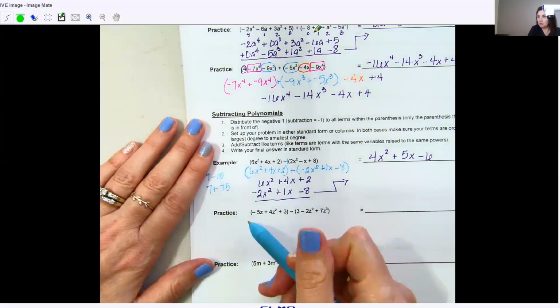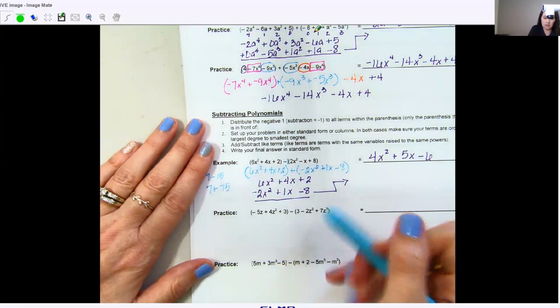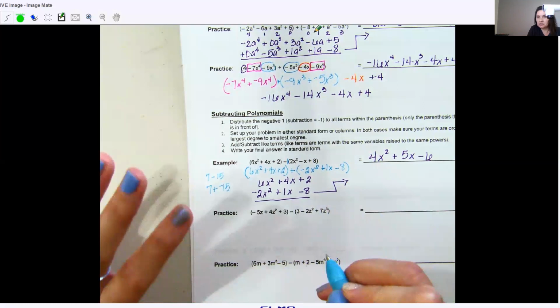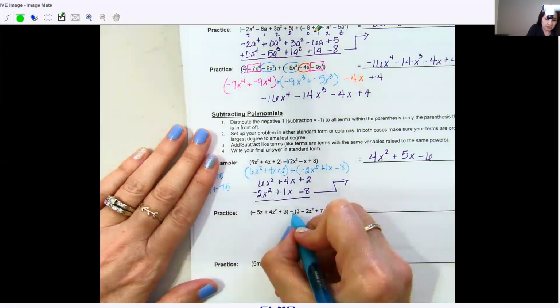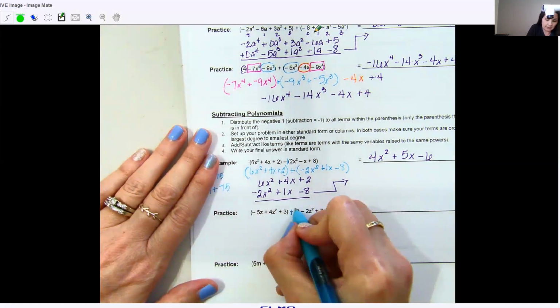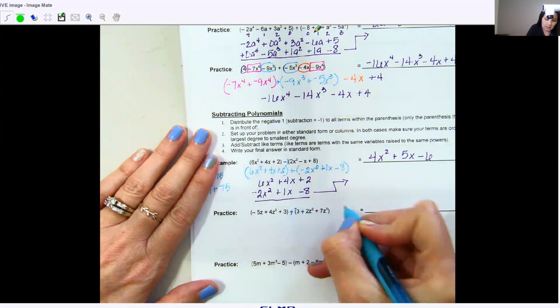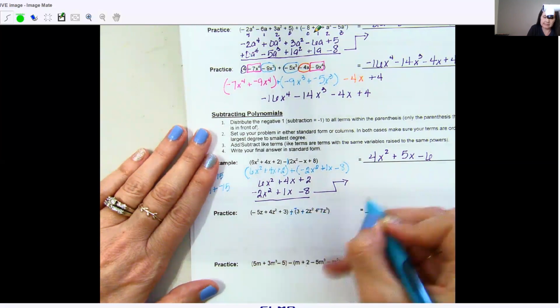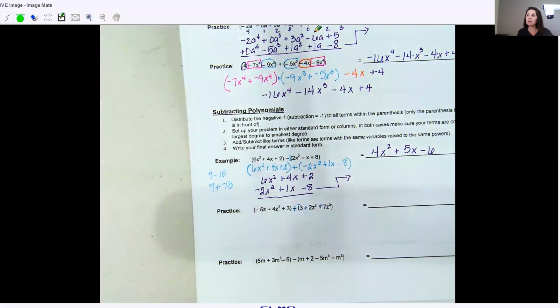Now, if you don't want to have to rewrite the whole problem, you could just change your signs inside the problem. So if I change this to a positive, then this becomes a -3, a positive 2z squared, and a -7z cubed. But just be very careful that they're clear enough so you don't get confused and miswrite your numbers.